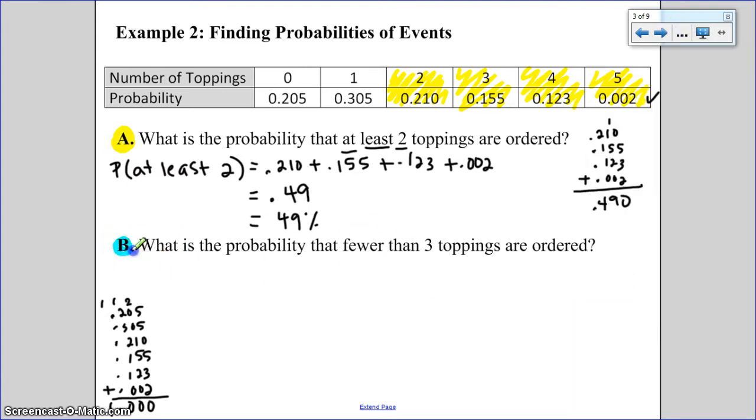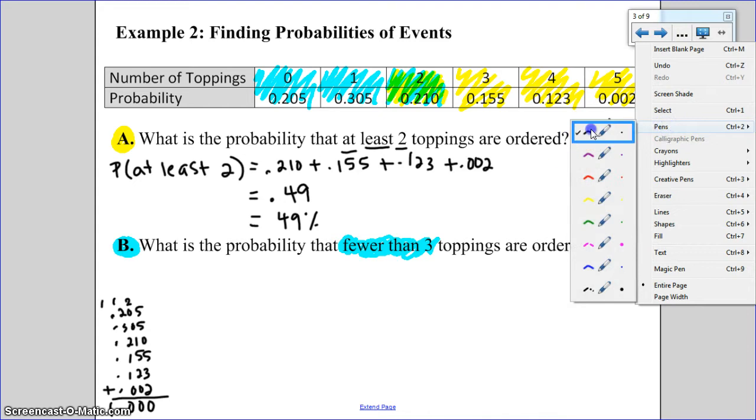B says, what is the probability that fewer than 3 toppings are ordered? And that's another key phrase. Fewer than 3. Well, 0 is fewer than 3, 1 is fewer than 3, and 2 is fewer than 3. 3, though, is not fewer than 3. It's equal to 3. So we're not going to include 3. We're just going to do 0, 1, and 2. Those are all less than 3.